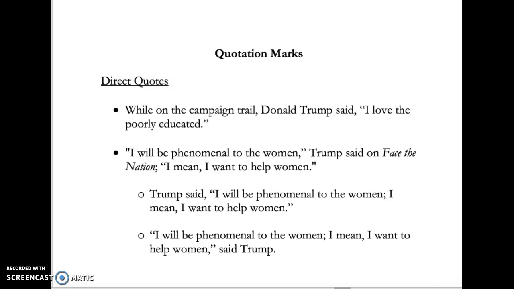So the first example is, while on the campaign trail, Donald Trump said, "I love the poorly educated." This is exactly what he said. That's why we put it in quotation marks.